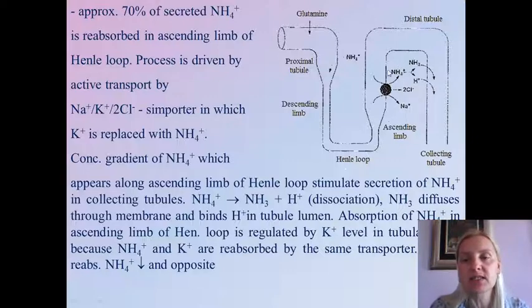This process is completed by degradation of ammonium ion to ammonia and hydrogen ion. So ammonia diffuses to collecting tubule cells and hydrogen ions are secreted to collecting tubule cells. This reabsorption and secretion of ammonium ion is regulated by the levels of potassium ions because, as I've mentioned, ammonium ions and potassium ions compete for the same places on this symport system.